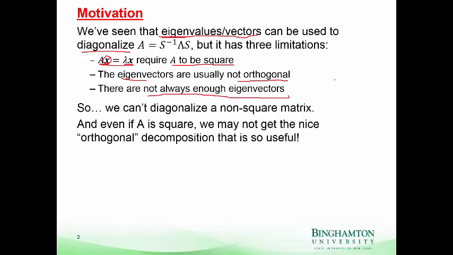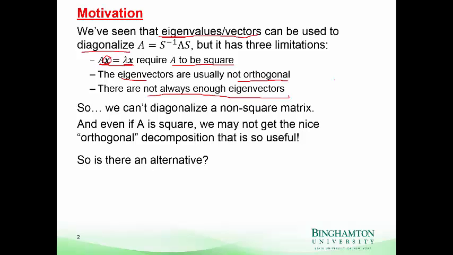And even if A is square, but it's not symmetric, or it has some structure that doesn't provide enough eigenvectors, we would love to be able to get, for a square matrix but not symmetric, some sort of decomposition that would still have the nice properties of orthogonality. But we can't do that with the eigen decomposition.